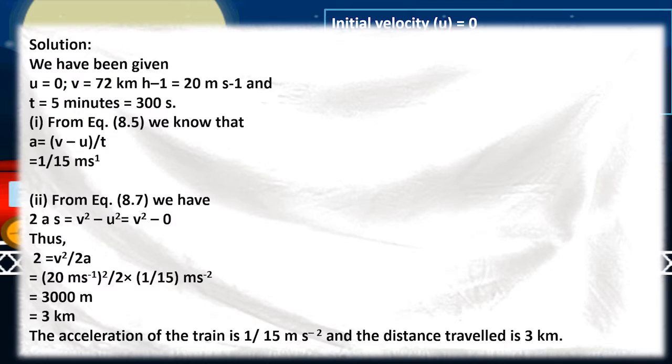The distance travelled by the train for attaining this velocity. 2as is v square minus u square, which is v square minus 0, so s equal to v square by 2a equal to 3 kilometers. The acceleration of the train is 1 by 15 meter per second square and the distance travelled is 3 kilometers.